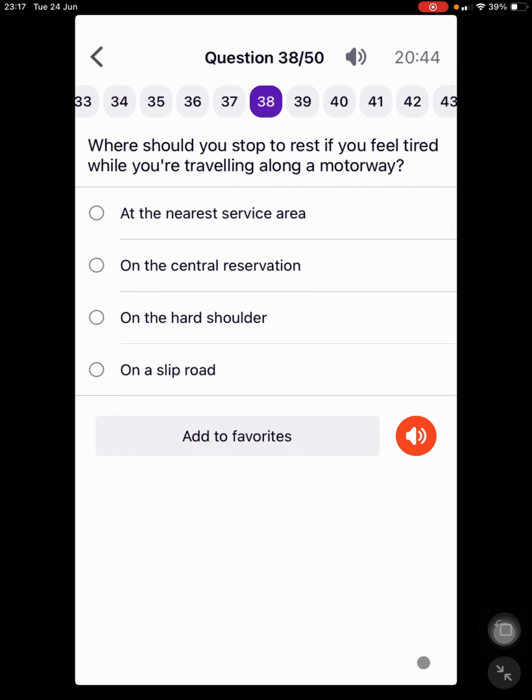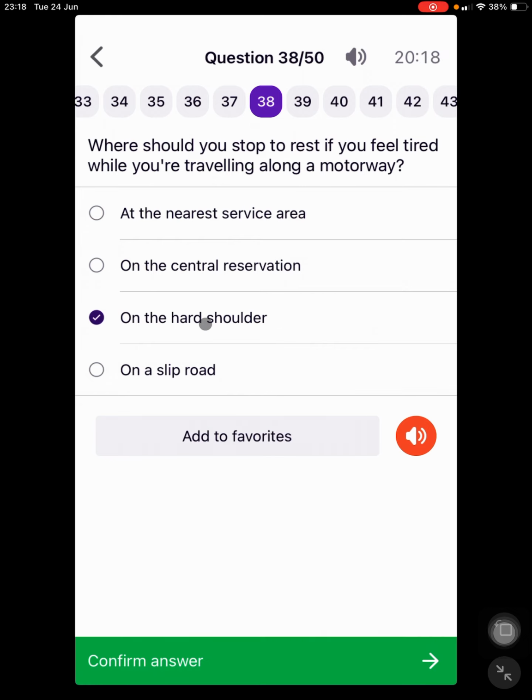Where should you stop to rest if you feel tired while you're traveling along a motorway? At the nearest service area. On the central reservation. On the hard shoulder. On a slip road. There are service stations, not on the hard shoulder. You cannot, the hard shoulder is only for emergency, okay? This is for emergency or breakdown.